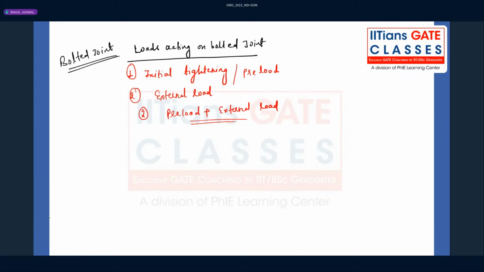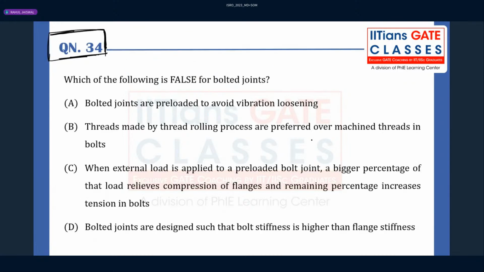Generally, we tend to do preloading to avoid any kind of leakage in the case of a pressure vessel. When you connect a flange coupling, let's say two vessels are there, we want to connect them, then we connect by bolts like this, flange coupling here. Here we do preloading to avoid leakage of the particular pressure vessels. Here, whatever the statement they are giving, the first one, the bolted joints are preloaded to avoid vibration loosening also. Yes, that is also correct.